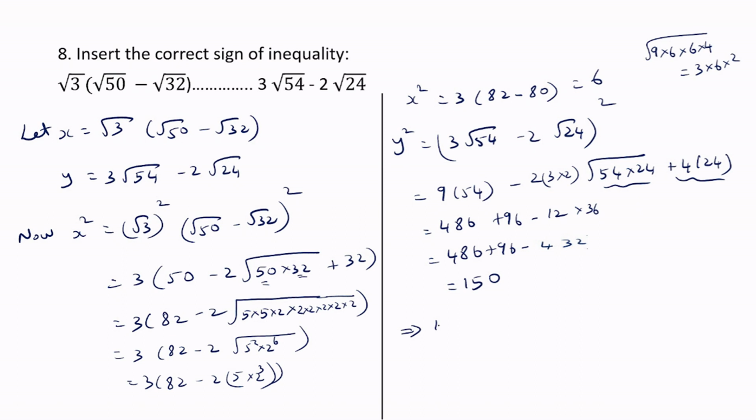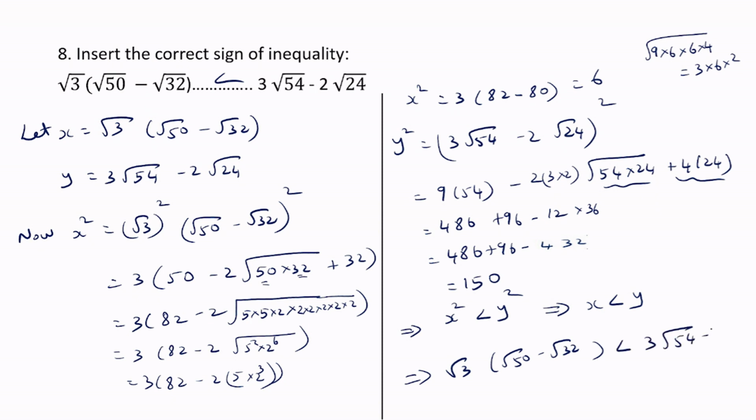So from this we can see that x square is less than y square. x square less than y square implies x is less than y. So here we have taken x as root 3 into root 50 minus root 32, which is the left hand side. So this is less than this 3 root 54 minus 2 root 24. This implies root 3 into root 50 minus root 32 is less than 3 root 54 minus 2 root 24. So this is the correct sign of inequality.